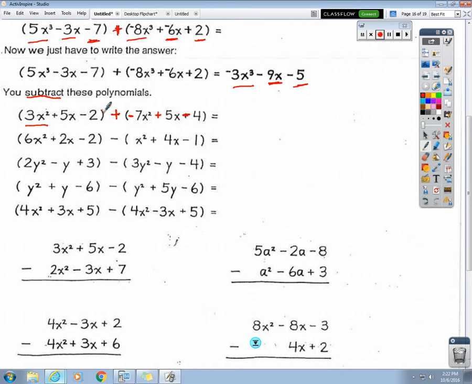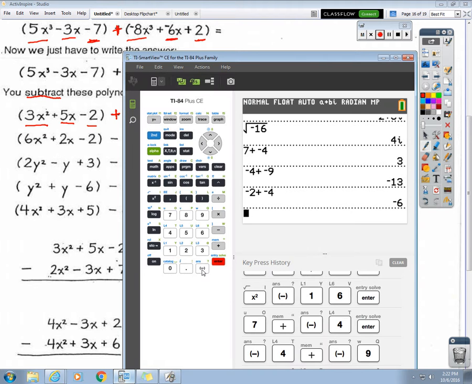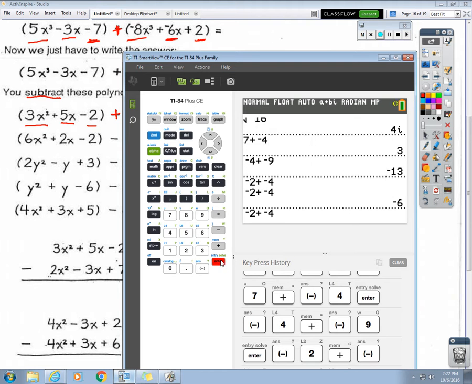3x squared plus negative 7x squared is negative 4x squared. 5x plus 5x is positive 10x, and then negative 2 plus a negative 4 is negative 6. Remember, guys, you have a calculator, so type in exactly what you see. We see a negative 2, then a big plus sign, then a negative 4, negative 6.